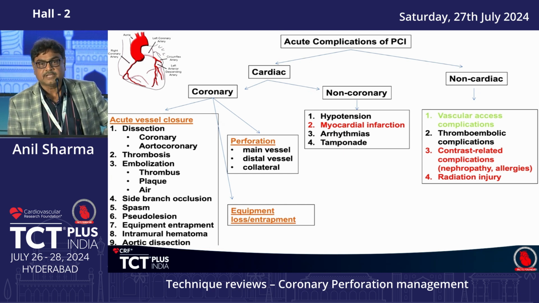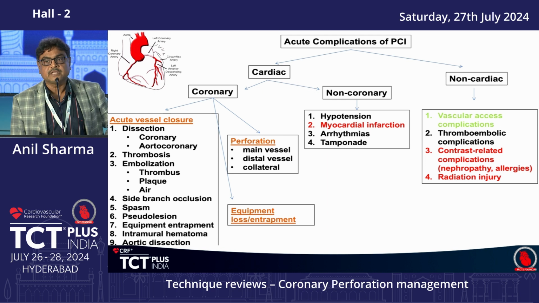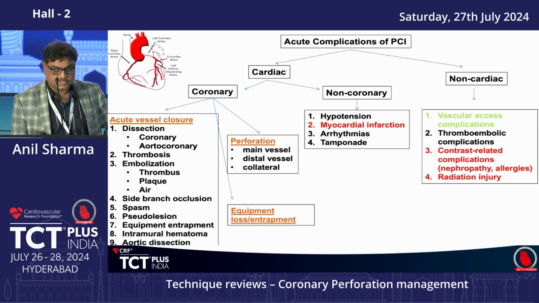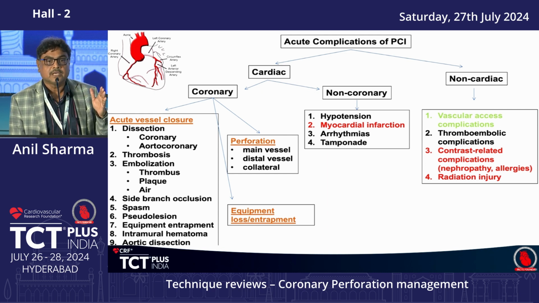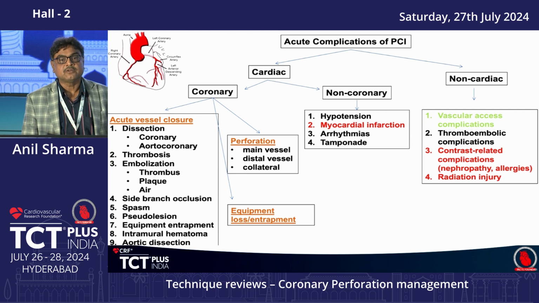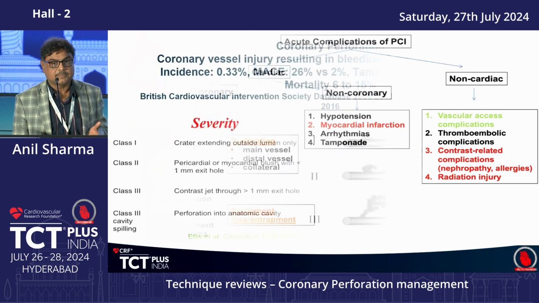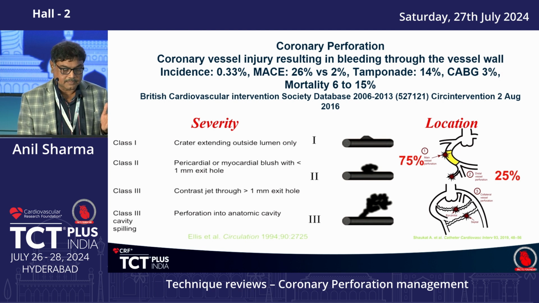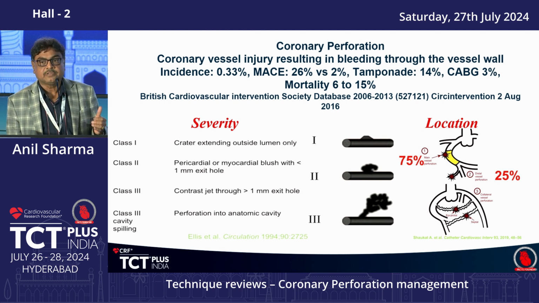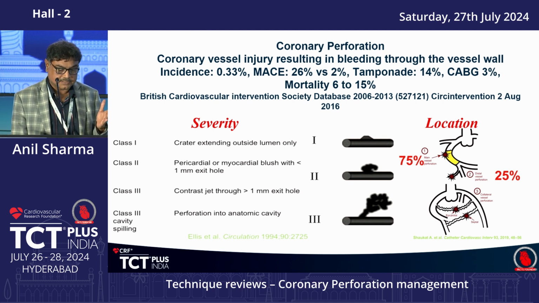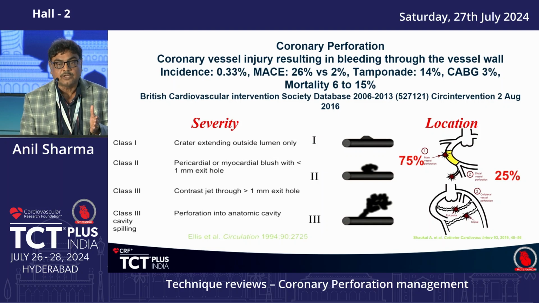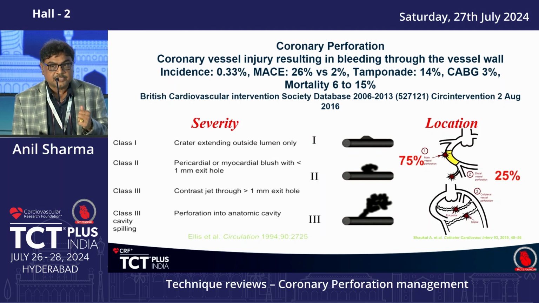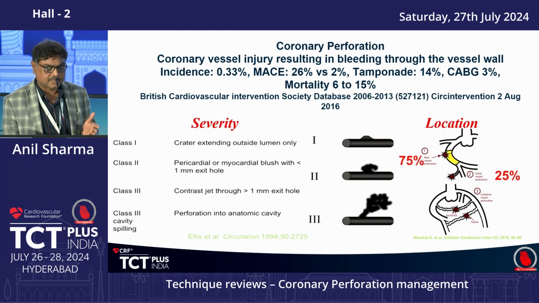In cardiac, they may be coronary and non-coronary. In coronary, today I am going to discuss perforations: main vessels, distal or small vessels, then collateral vessels, maybe septal or epicardial. So Ellis described and classified them as 1, 2, 3. Class 1 is just a crater extending outside the lumen. With angiography, it is difficult to differentiate it from type C dissection. It is usually very small, nothing to worry about.